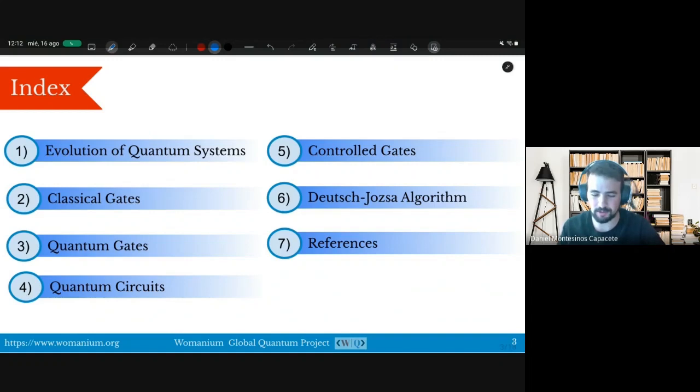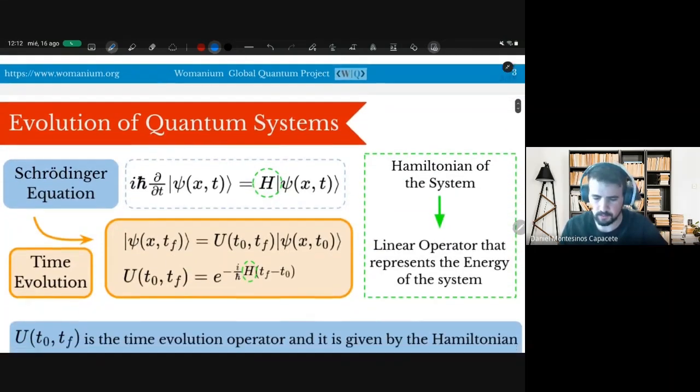At first, I'm going to discuss a little about the evolution of quantum systems. After that, I will explain what classical gates are, and after that, we will go to quantum gates, then explaining what a quantum circuit is. And after that, we will also see control gates, that is a special type of gate. Finally, we will discuss a more or less easy example of a quantum algorithm in order to see how things can work. So let's go ahead.